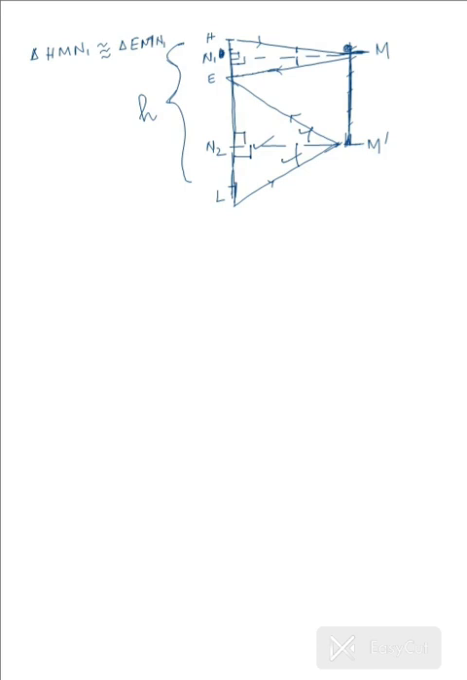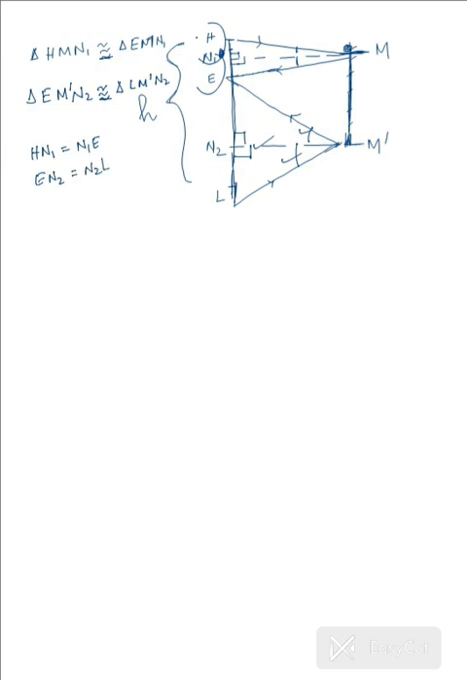So similarly, you have the congruency of the triangle EM dash N2, and that is congruent with the triangle LM dash N2. Now, because of congruency, this length HN1 will be equal to N1E. So HN1 is equal to N1E. Similarly, for the triangle below, EN2 is equal to N2L.